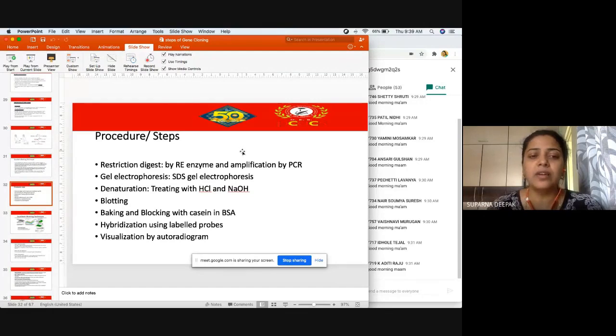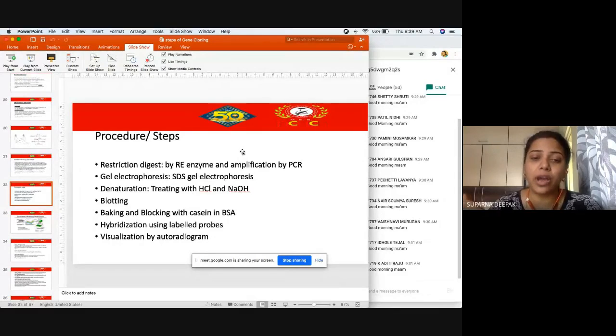So once it has been transferred onto your nitrocellulose membrane, it has to be baked and blocked using casein or BSA. Baked and blocked in the sense that when the nitrocellulose membrane is being washed, this single-stranded DNA, which has now been transferred onto your nitrocellulose membrane, should not get washed away. It should become stable. It should become fixed upon that nitrocellulose membrane itself, right? So that is an important part.